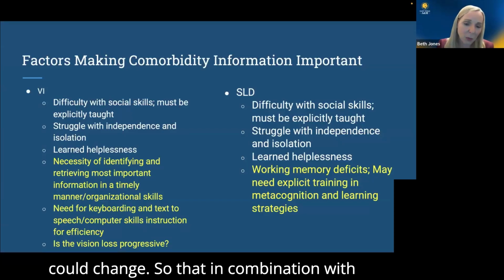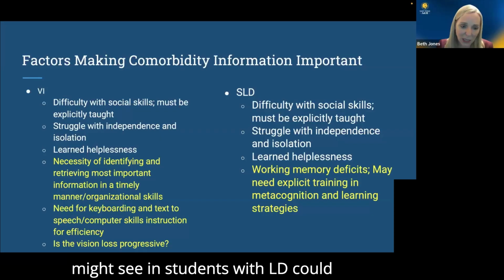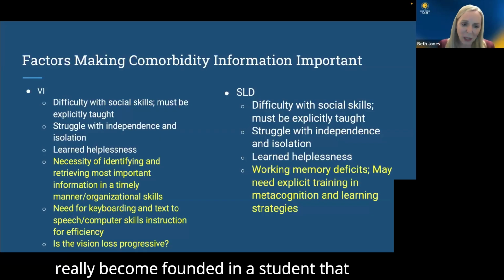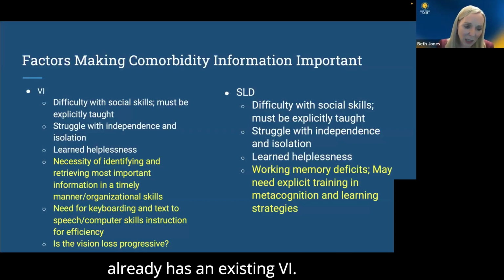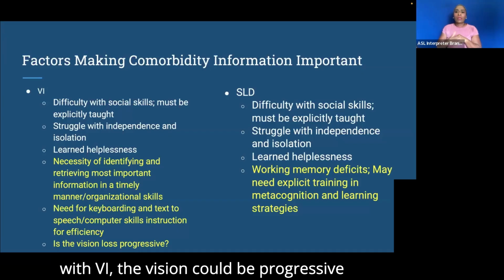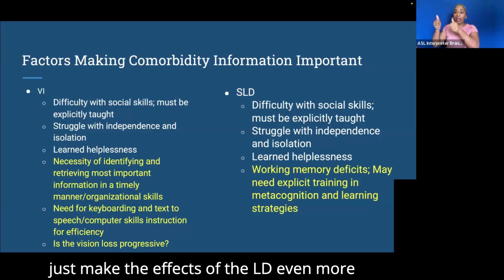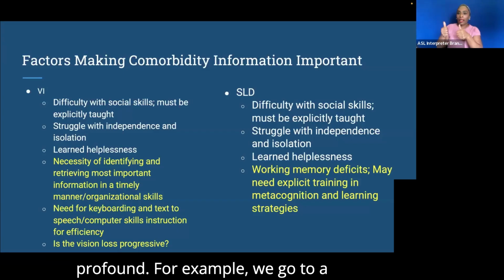So that, in combination with the working memory deficits that you might see in students with LD, could really be confounded in a student that already has an existing BI. And then not to mention that our kiddos with VI, the vision could be progressive, as it has been for my son, where it would just make the effects of the LD even more profound.